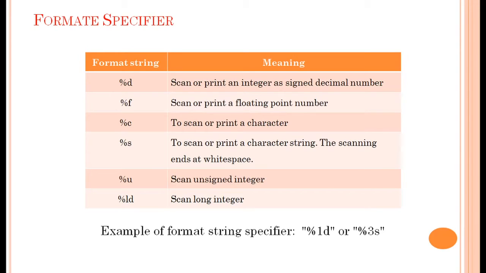We can also limit the number of digits or characters that can be input or output by adding a number with the format string specifier like %1d or %3s. The first one means a single numeric digit and the second one means 3 characters. Hence, if you try to input 42 while scanf has the %1d, it means it will take only 4 as input. Same as the case for output.